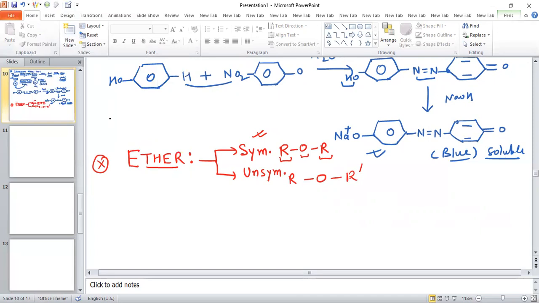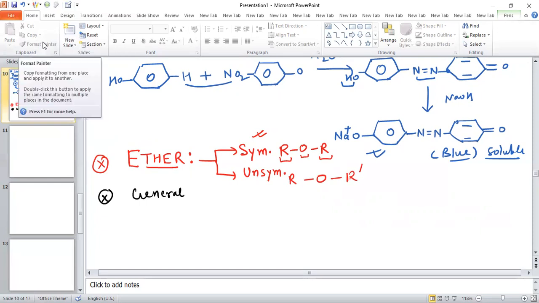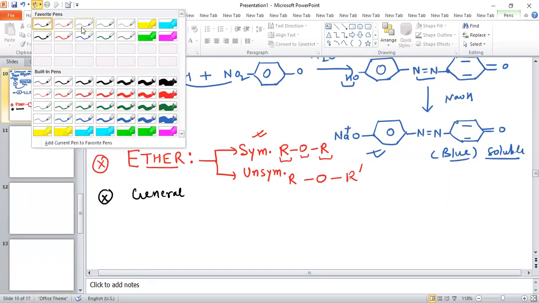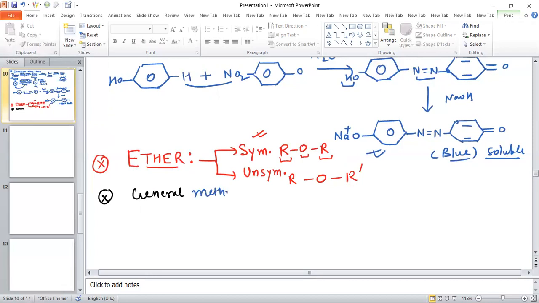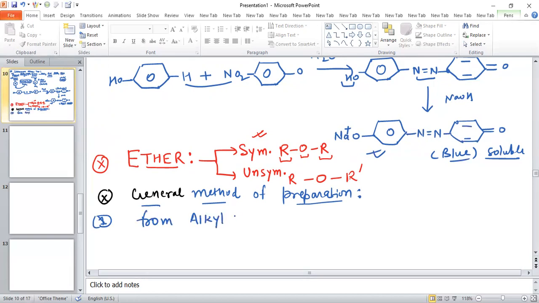Now see, first we are going to discuss the general method of preparation of ether. What is the general method of preparation of ether? The first method is from alkyl halide. So the first reaction I am going to discuss is the preparation of ether from alkyl halide.